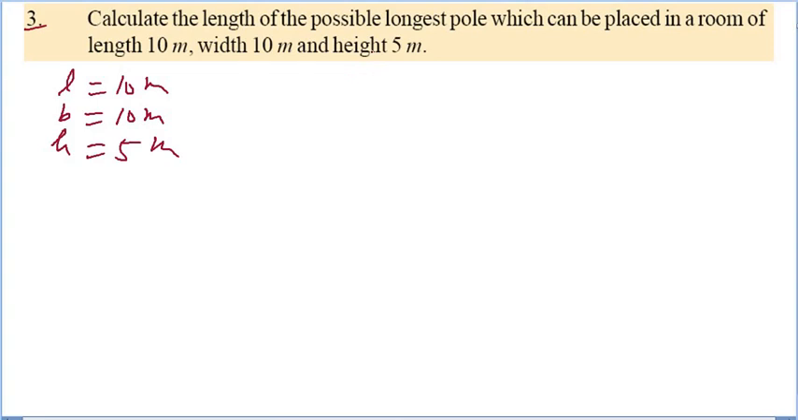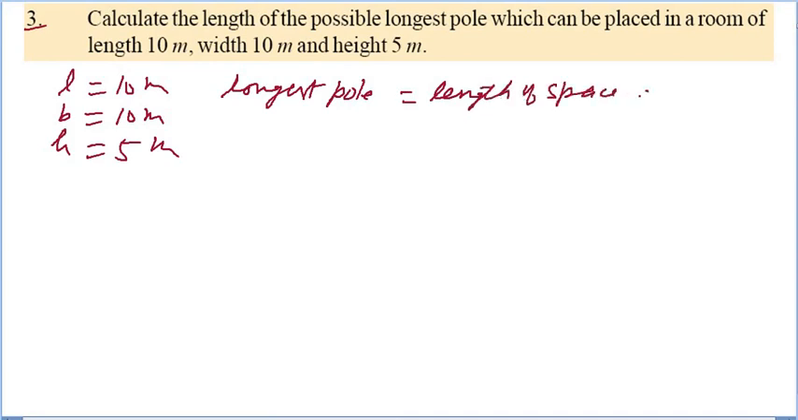So longest pole, you can write here, longest pole is equal to length of space diagonal. This will be the longest here. So you can apply the formula L square plus B square plus H square.